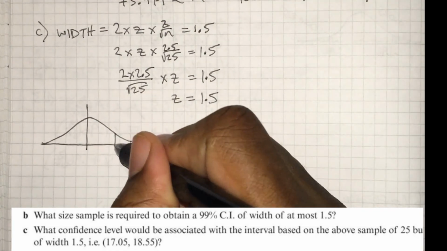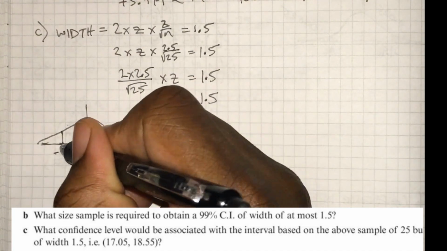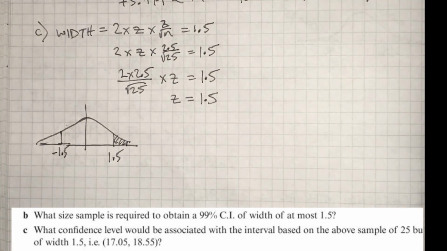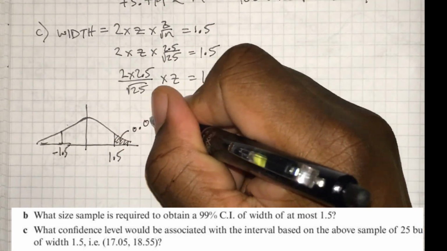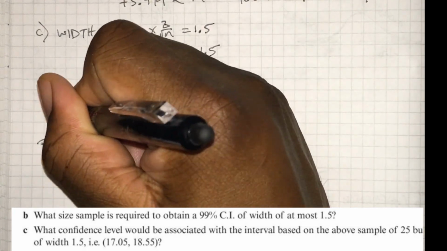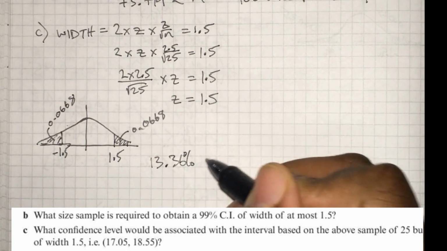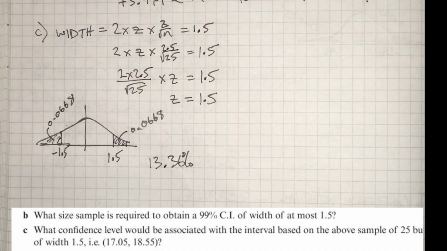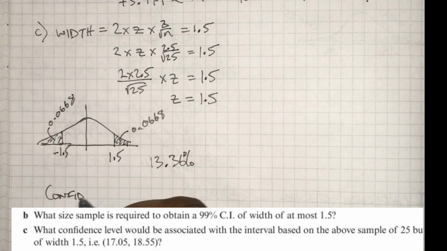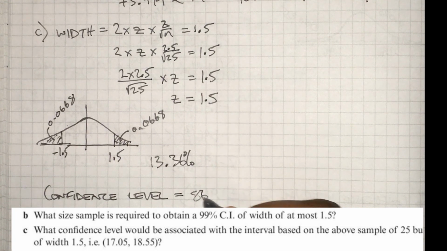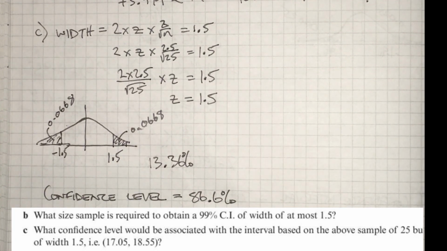So be careful to track whether you're thinking of z-scores or probabilities. For a z-score of 1.5, you can pull out your calculators and check the probability above a z-score of 1.5. And that probability is 0.0668. Since we have that in both tails, we have 13.36% in the tails. So the internal area, the area between -1.5 and +1.5, is 86.6%. And that is our confidence level.